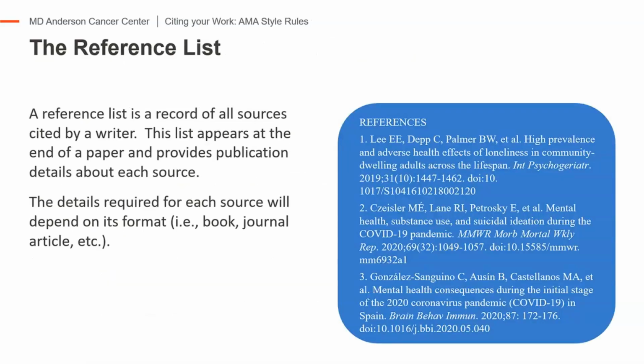In addition to in-text citations, AMA style requires a reference list. This list appears at the end of the paper and includes complete references for each source cited in the body of the paper. The details required for each source will depend on its format. In this example, the reference is for a journal article. We'll look at the details required for this format in the next slide.